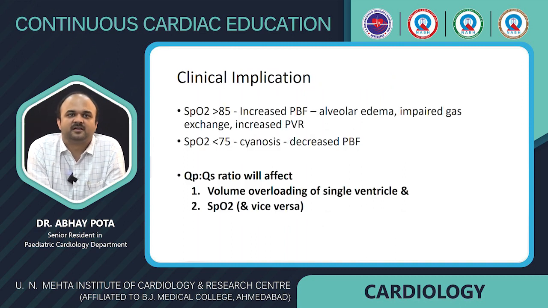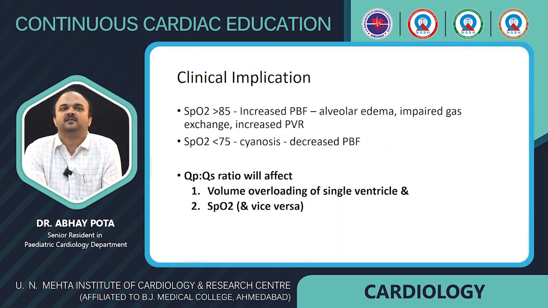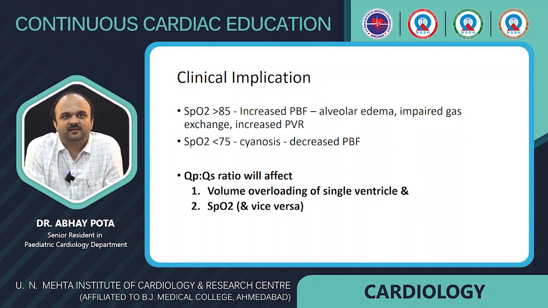So what are the clinical implications of all this? Basically, saturation more than 85 indicates increased pulmonary blood flow, which can lead to alveolar edema, impaired gas exchange and increased PVR, while saturations less than 75% are associated with cyanosis and decreased pulmonary blood flow. So the QPQS ratio will affect volume overloading of the single ventricle and saturation, and vice versa. SpO2 will affect the QPQS ratio.